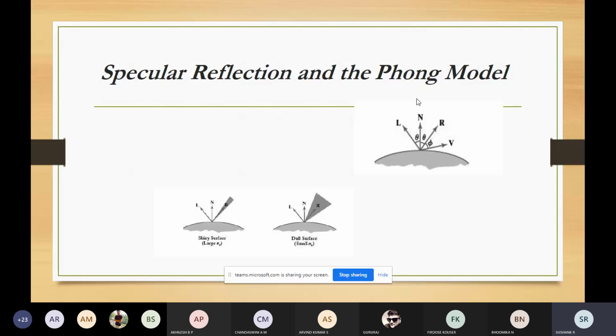Now you can see the image. You can see the image on the top side, which is highlighted by a tick mark. This image is giving us the direction of the specular reflection for some position, and here the reflection angle will equal the angle of incident light.